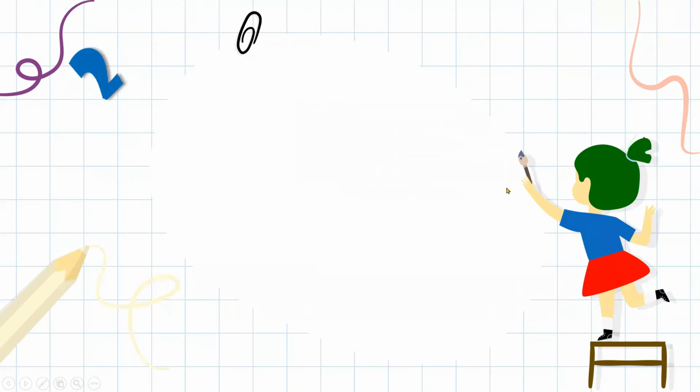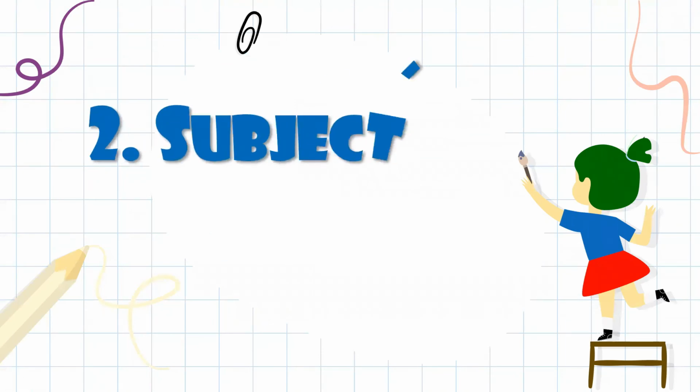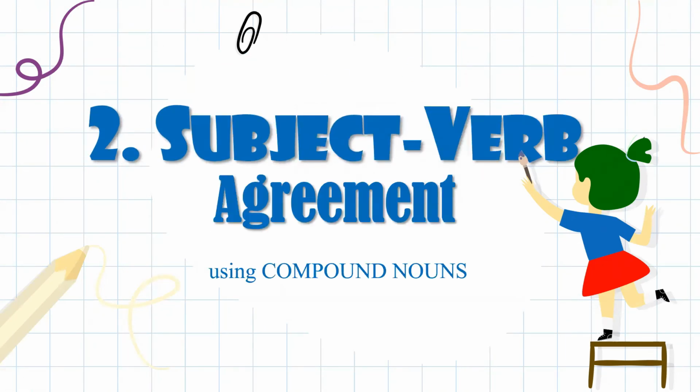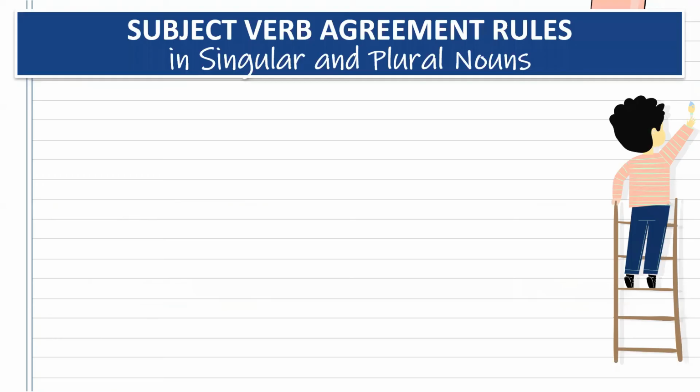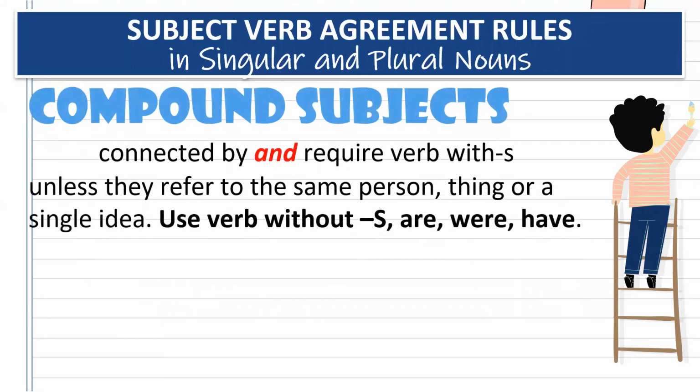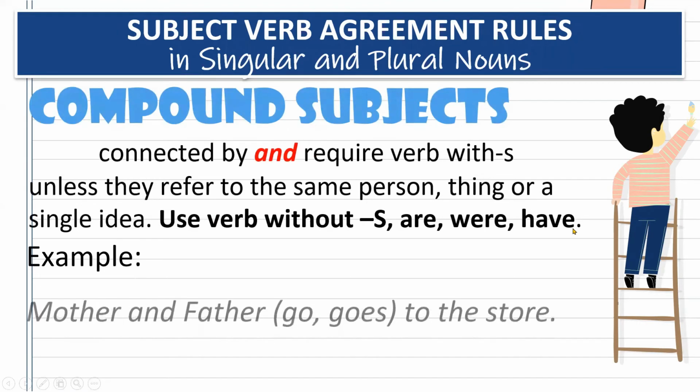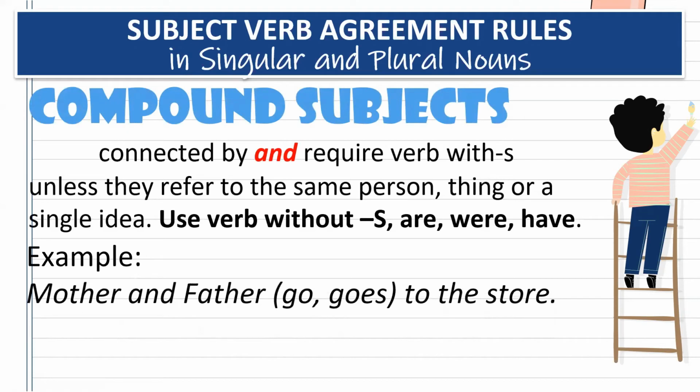Now, let us continue our discussion on subject-verb agreement with compound nouns. What do we mean by compound nouns or compound subjects? First off, we can say that it is a compound subject when 2 subjects are connected with the coordinating conjunction and. And if we are using compound subjects, we must always use the verb without S or are, were, and have. Example, mother and father goes to the store.